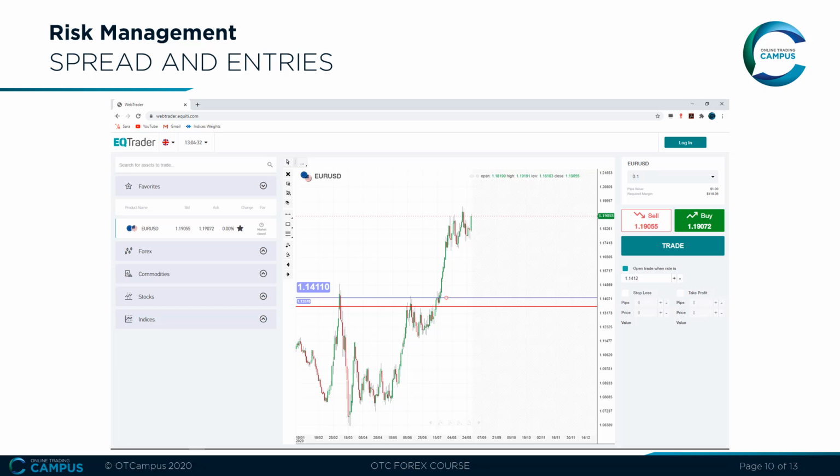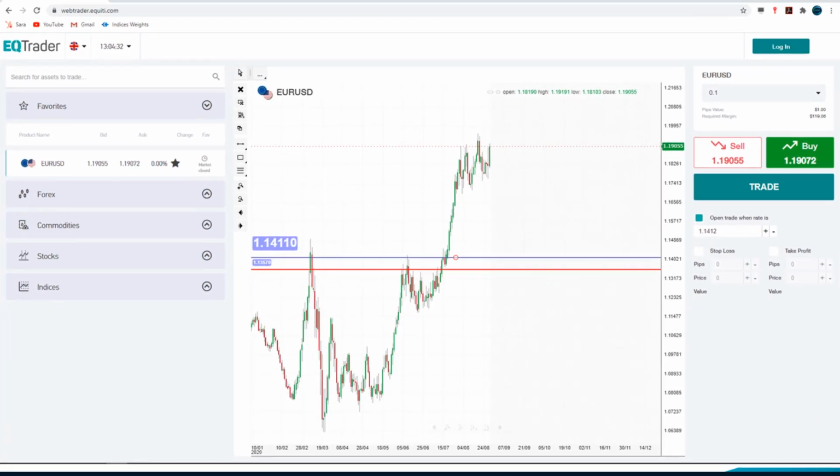So to drive this home for your understanding, let us assume you're looking at a daily demand zone on the euro with an entry at the proximal at 1.14110.